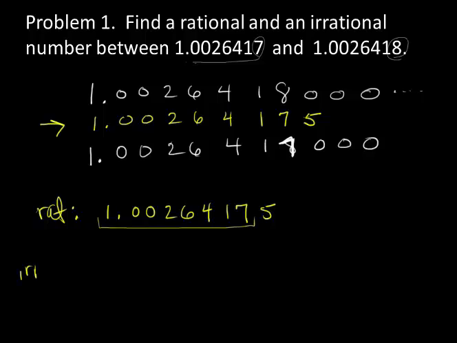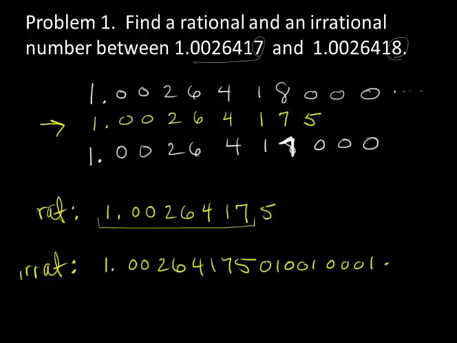Now for an irrational number, as soon as I have the rational, it's easy. I'll just put the same thing, and now I'll put a tail on it, an infinite non-repeating tail. How about 0, 1, 0, 0, 1, 0, 0, 0, 1, ... So once you have the rational, you can just put a tail on it and get an irrational number between the 2.